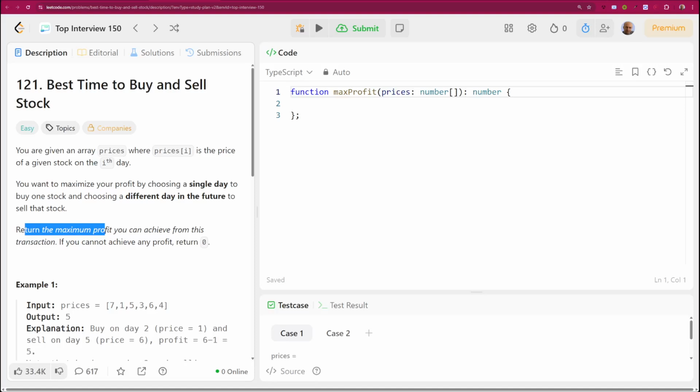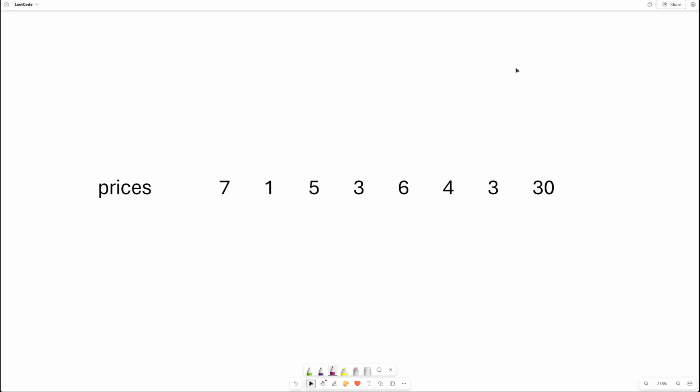Problem 121, best time to buy and sell stock. In this problem, we are given a set of prices that represent a single stock's price on each day, so day 0, day 1, day 2, etc. We are allowed to purchase stock at one time and then sell the stock on one of the days in the future and make profit. So the question is, what would be the maximum profit we can make from that sort of transaction?